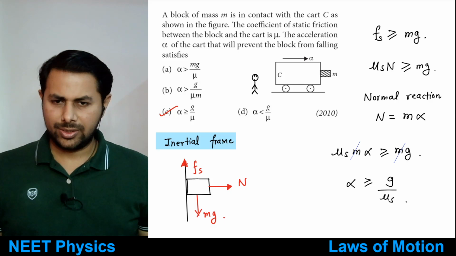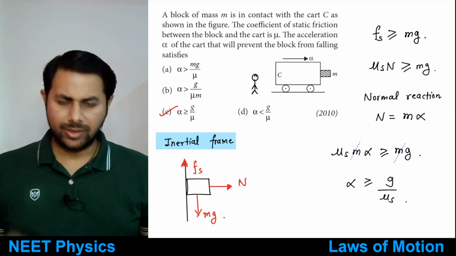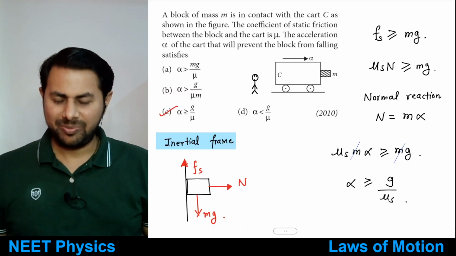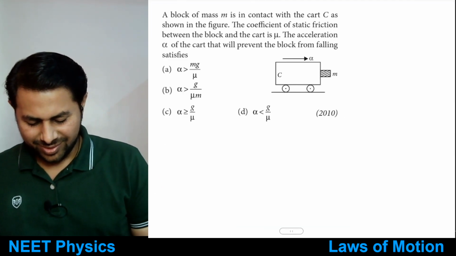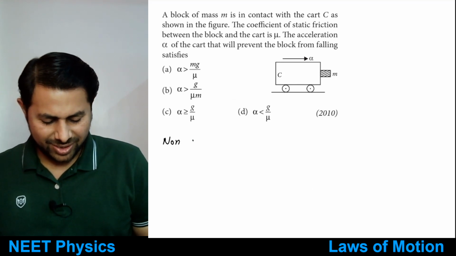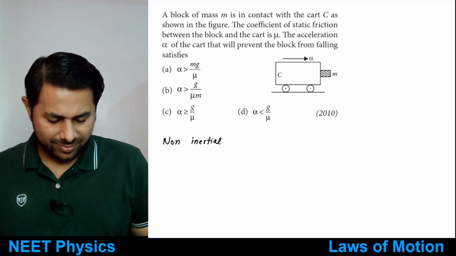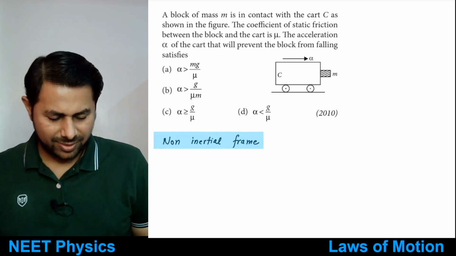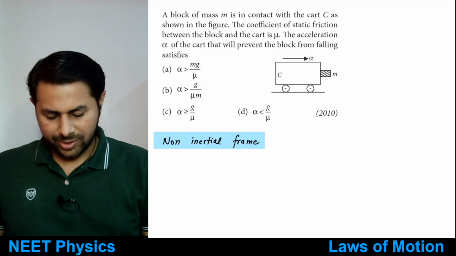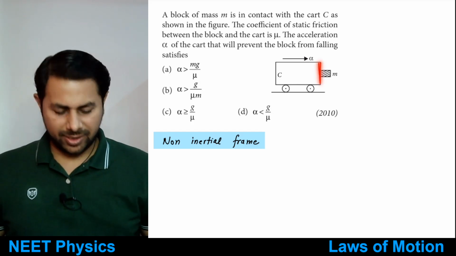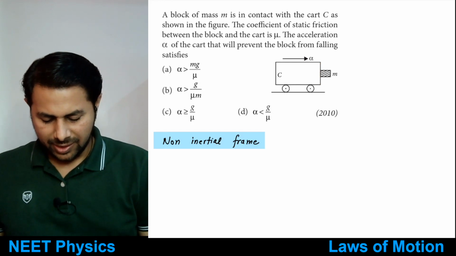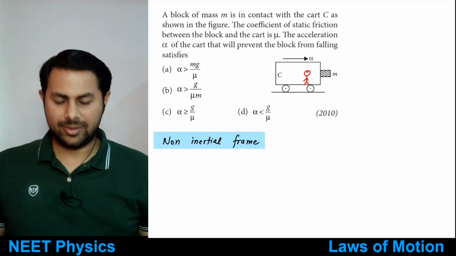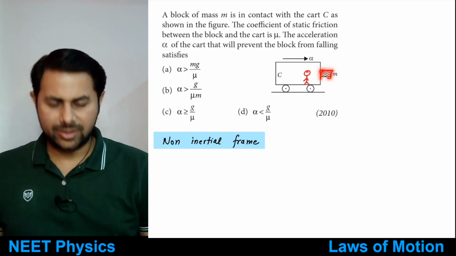Right. So this is the inertial frame of reference approach. Now we'll see the same problem in the non-inertial frame. Suppose there is this cart, it is made of glass, and there is a person standing or sitting inside this cart. And he sees that there is this block.